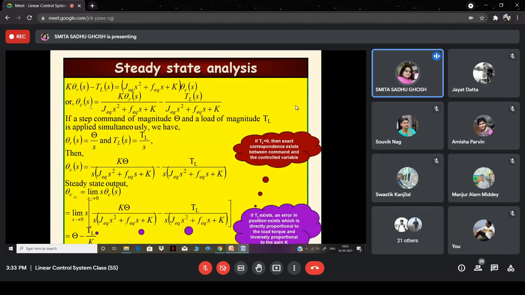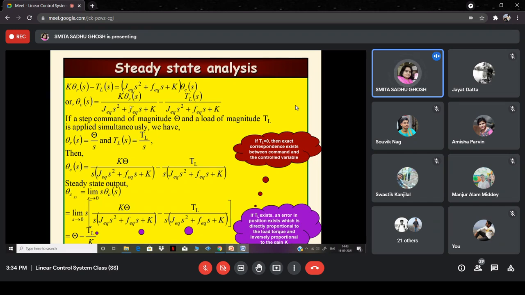So theta_c(s) is equal to K theta_r(s) by J_eq s square plus f_eq s plus K, minus T_L(s) by J_eq s square plus f_eq s plus K, right? So here we note a thing, as I have already stated, that there are two inputs. One is the reference input. The other is the disturbance input. But the output is going to be dependent on both of these. So from here now, we'll do one or two things.